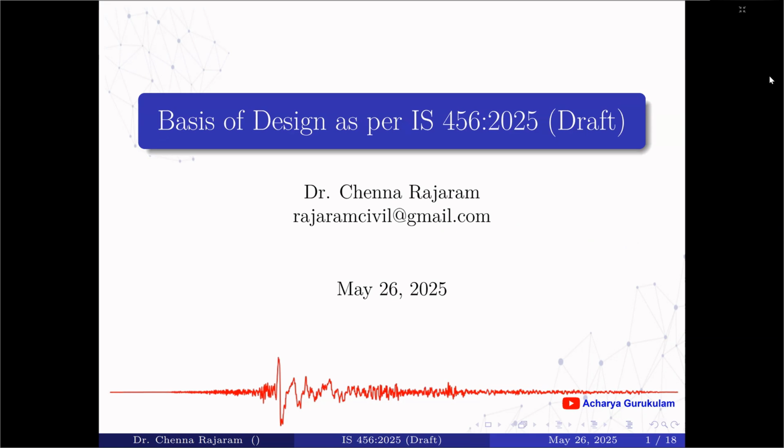So before going to that, first of all, we should see what are the revisions that have taken place of IS 456. The first revision took place in 1953, second revision in 1964, third revision in 1978, and fourth revision took place in 2000. So after that, in 2025, now we'll discuss the revision taking place.